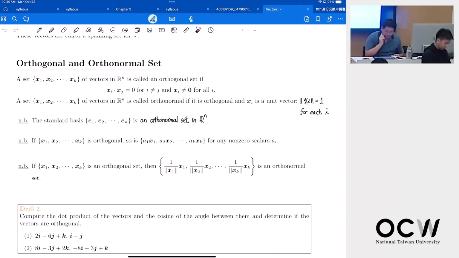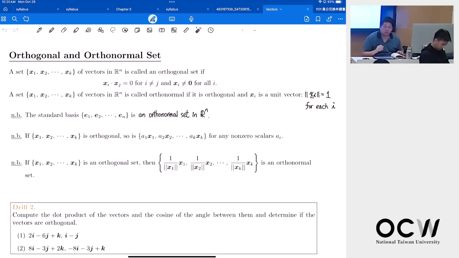Good morning, everyone. Last week, we talked about the orthogonal and orthonormal set. First, what is orthogonal? Orthogonal means that I have two vectors and their dot product, or sometimes we say inner product, is 0. And if it is 0, then we say that these two vectors are orthogonal.